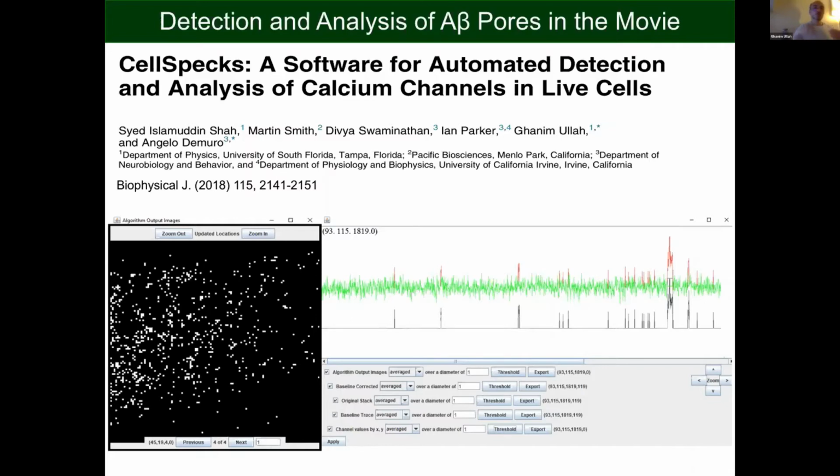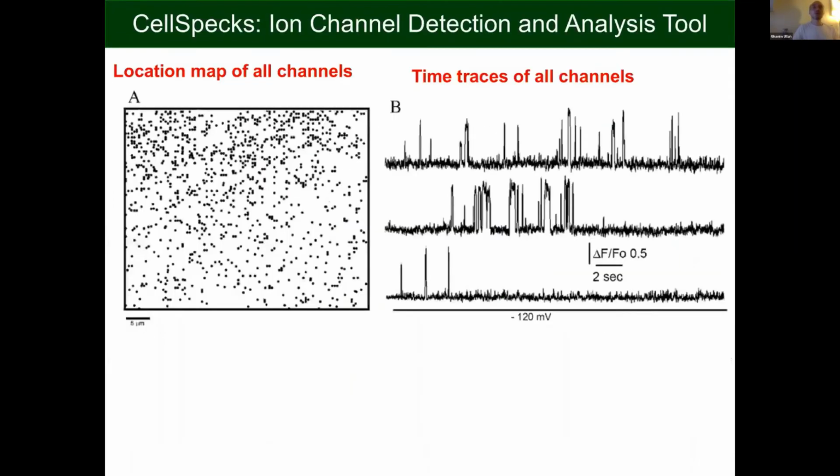So just with one click, if there are thousands of pores, you can save all these traces for each pore and then do whatever you want with it. Especially those are the things that are important for modeling. But again, this is just a location map from another cell.